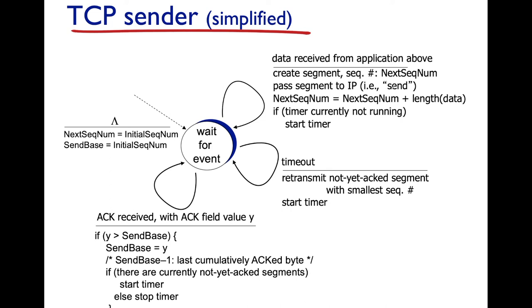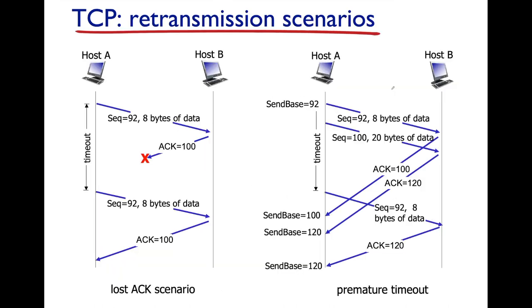Because remember, they're cumulative ACKs. So then, if there are still any unacknowledged segments, then you start the timer again. Otherwise, you stop the timer. And so here, we're using the ACKs to note the position within a stream of bytes. And we're still doing go-back-N for the TCP sender. And so let's take a look at retransmission scenarios for this simplified version of TCP.